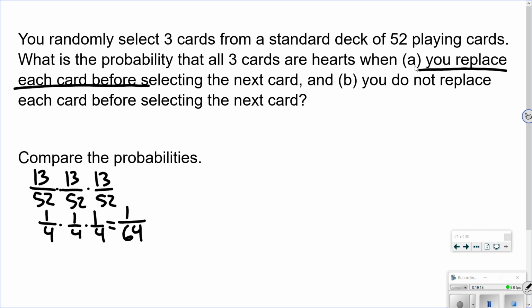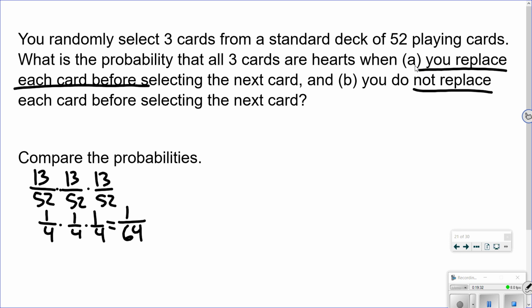Okay, that was for part A. All right, now for part B, we're not putting it back. We're not replacing it. So if I draw out the first card, when I go to draw the second one, it changes my odds because now there's no longer 52 cards and there's not 13 heart cards. So what we're going to do is go like this.